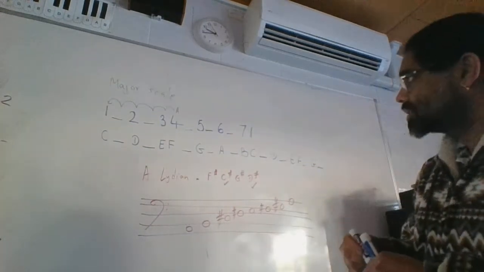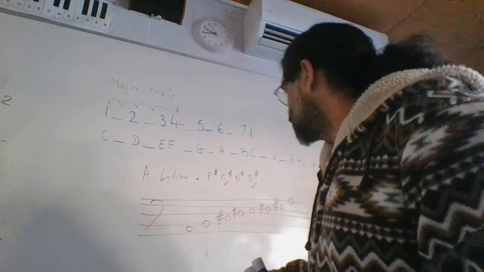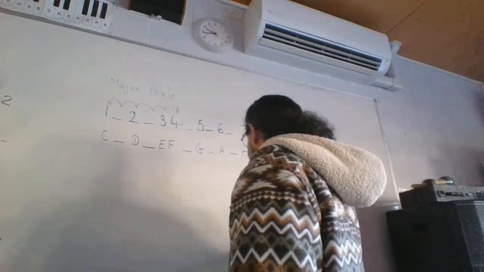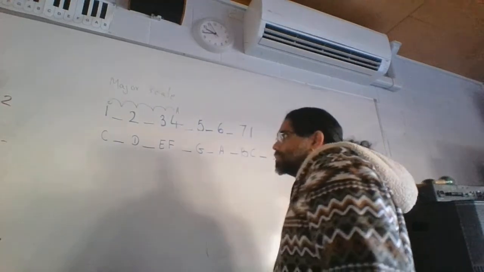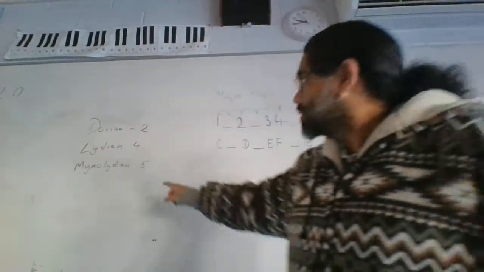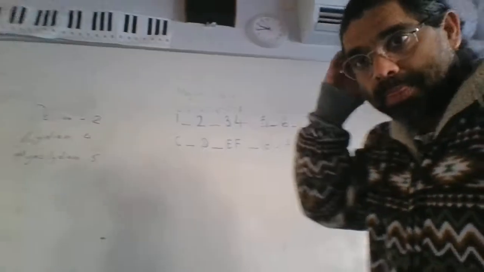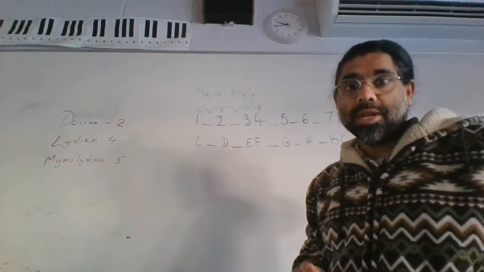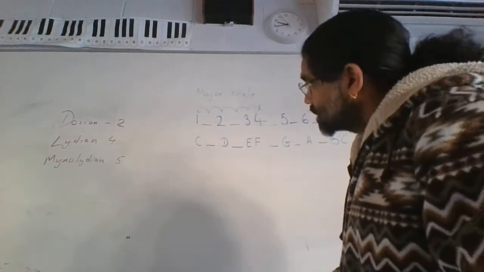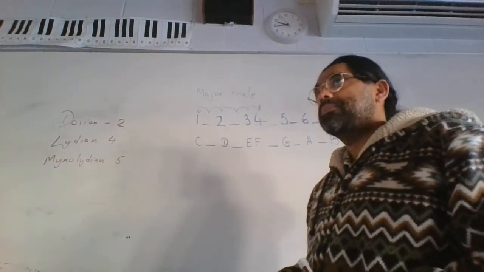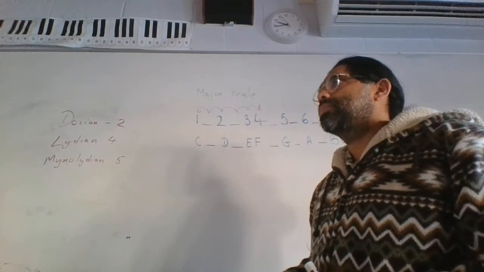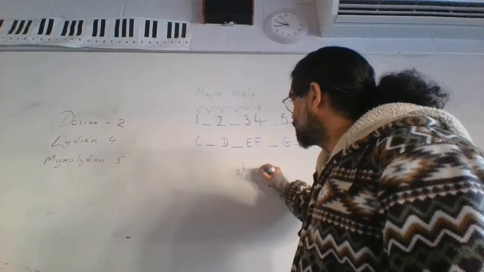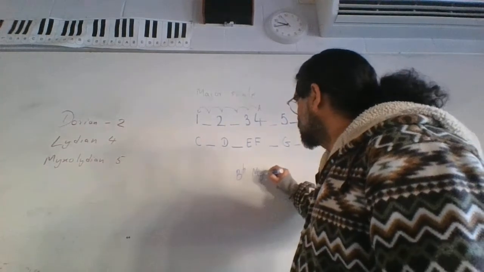Let's do a Mixolydian scale. Mixolydian mode. Mixolydian starts on the 5th degree of the major scale, and we use the same notes as a major scale, but starting on the 5th degree. So let's take a tricky one: B flat Mixolydian.